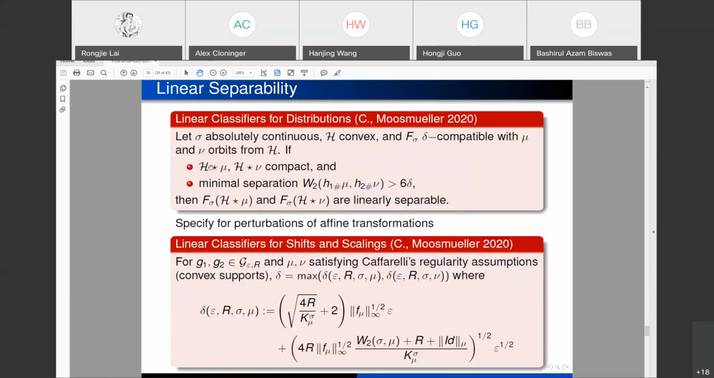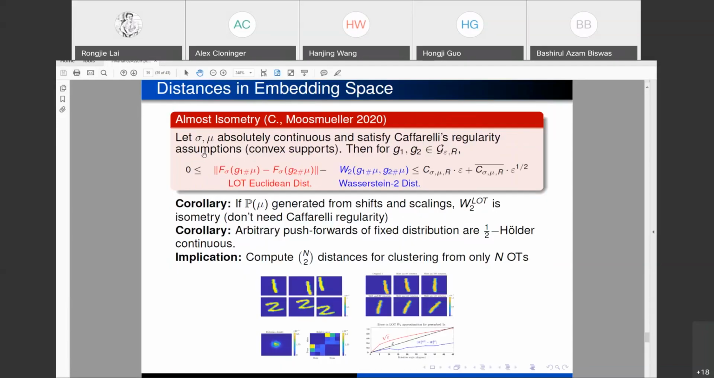if you have some group actions to mu and some group actions to nu, when you embed them into LOT space, you're going to have two separate convex sets, which means you can draw a linear separator between them. And just as a note, this distance in LOT space is an almost isometry with respect to shift, scalings, and affine transformations. It's Hölder 1/2 continuous.